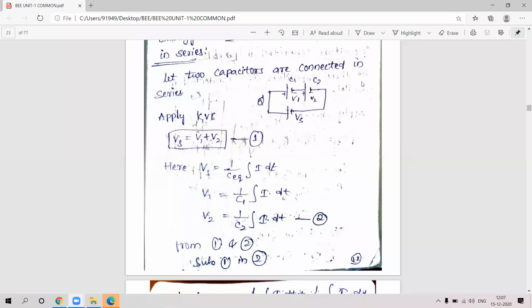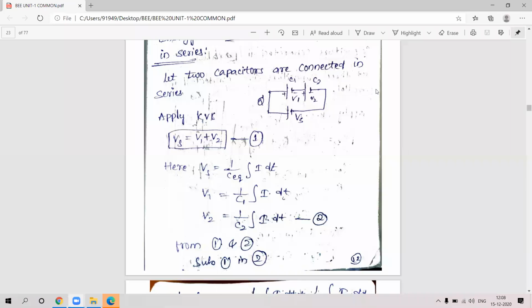Yesterday we have seen that a capacitor stores energy in the form of charges. The charge will accumulate on the two plates, positive plate and negative plate. Because charge is accumulating on the plates, one positive and another negative, we can say that it is creating a potential difference. That means some energy is stored in the capacitor.